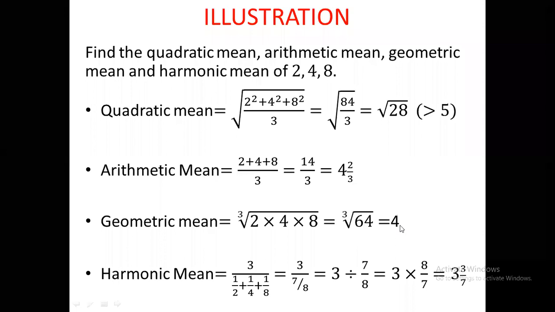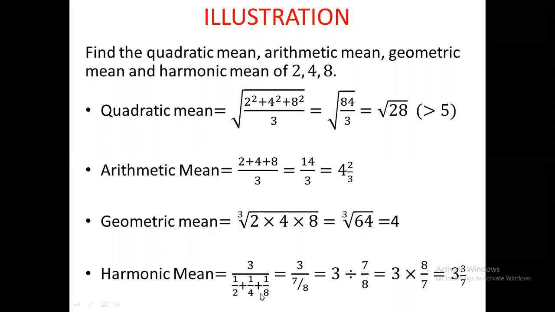Okay, harmonic mean, of course, is the number of elements divided by the sum of the reciprocals of the elements. So we have 1 over 2 plus 1 over 4 plus 1 over 8. We sum them up, you have 7 over 8. So this is 3 divided by 7 over 8, which is 3 times 8 over 7. And this simplifies. This is 3 times 8 is 24. 24 over 7 gives you 3 and 3 over 7.